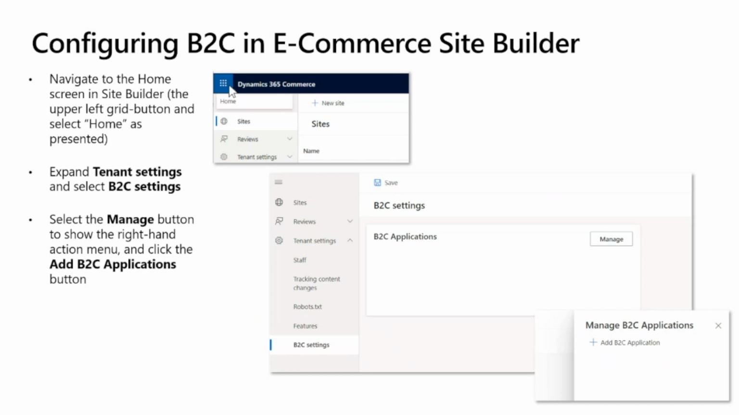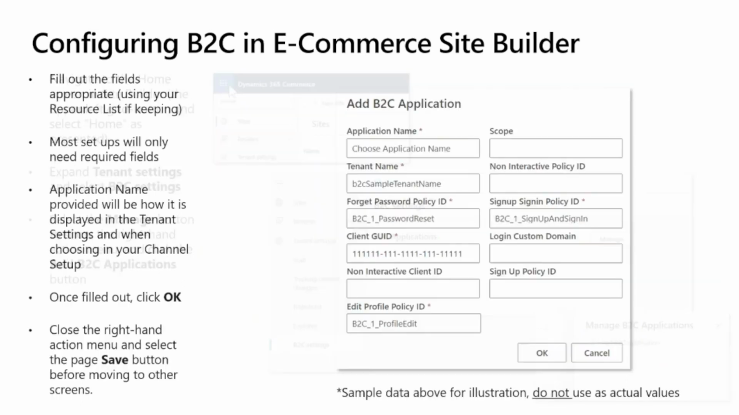So click Manage under the B2C application section. And again, you'll see an action menu come from the right and pop up with a window to add your application information that we've collected. Fill these fields out appropriately with the data we have. Now, application name is a name you can choose, and you'll reference it when you do the channel binding in the next step. So it's for your reference within Site Builder.